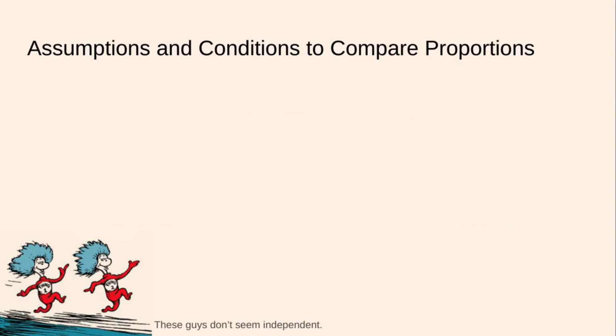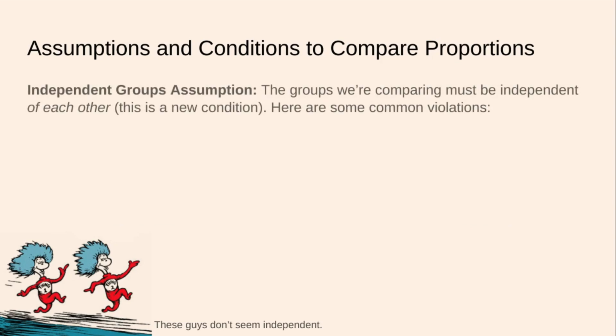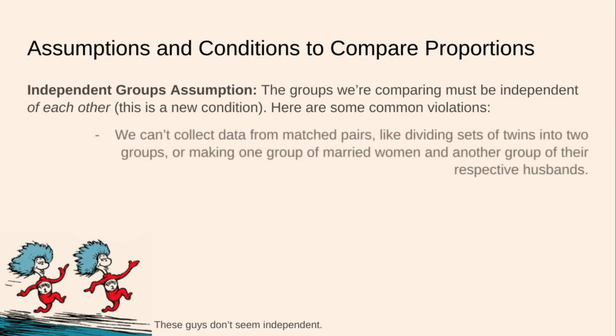So, we need to talk about assumptions and conditions to compare proportions. Okay. First off, we need to assume independence of groups. This is a new condition, and we're going to start off with this one. We need to assume the two groups, the two samples we are taking are independent of each other, and there are some common violations of this that are a little sneaky. So here are some common violations of independent groups.